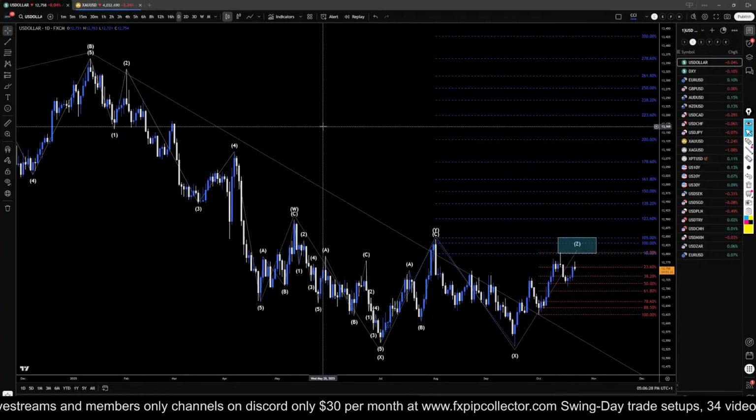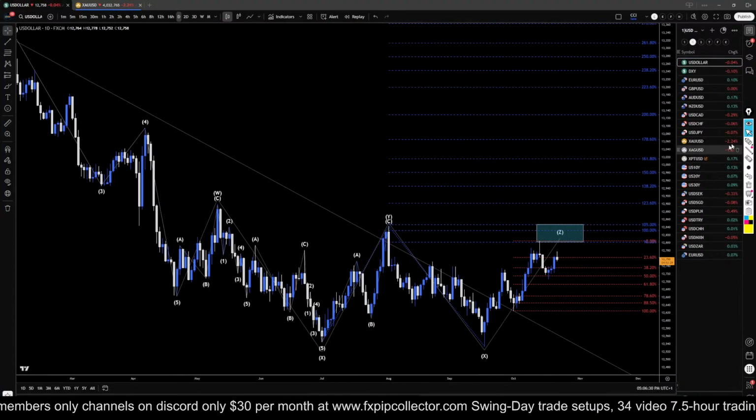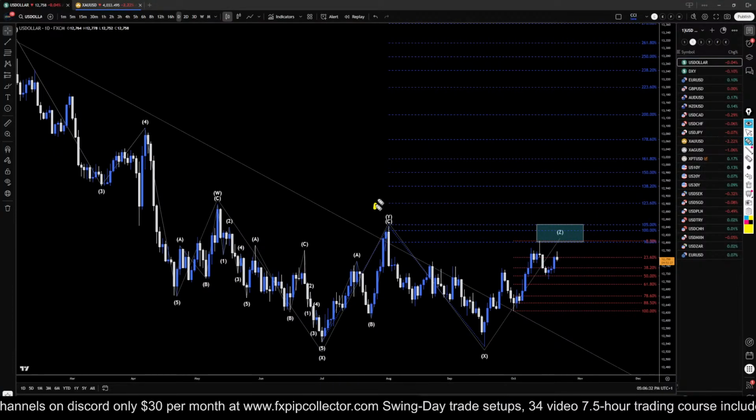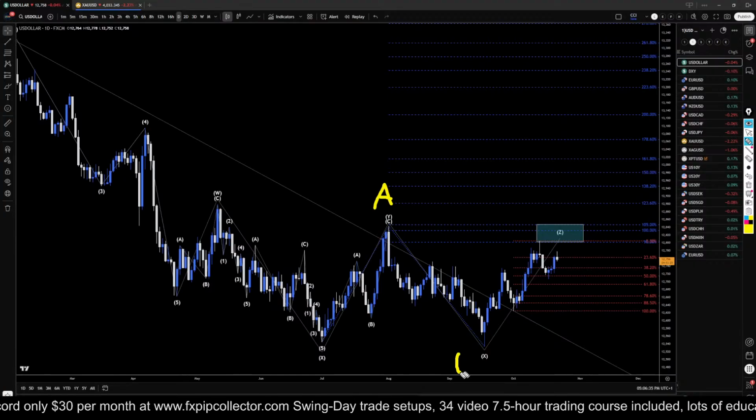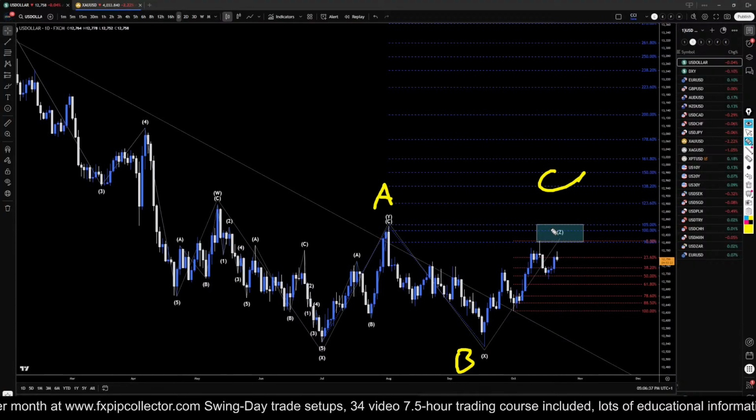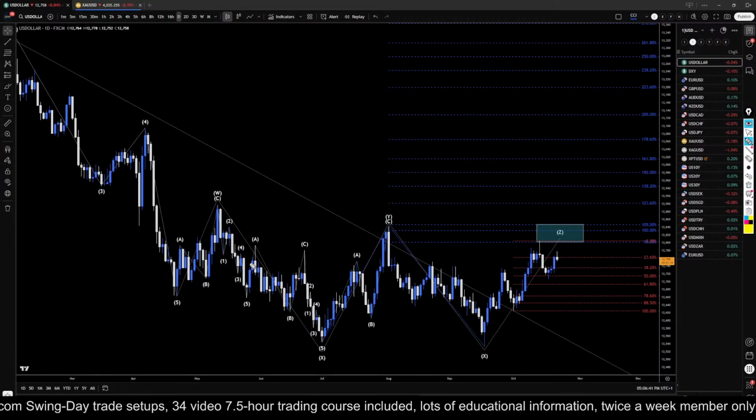So the only difference is a lot of people are calling this potentially an A right here. This is potentially a B, and this is a C, and we're in like a flat pattern, which I totally agree with. But I also think there's a chance that this is a WXYXZ pattern.